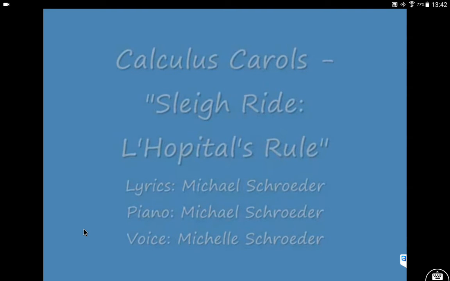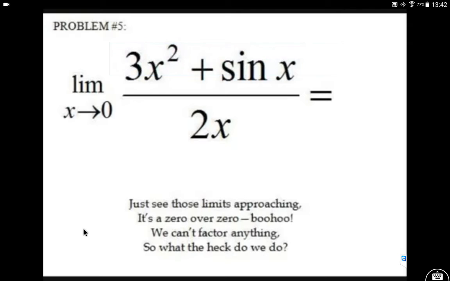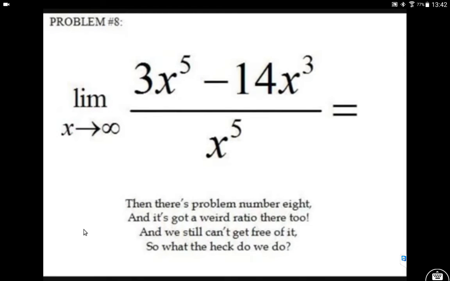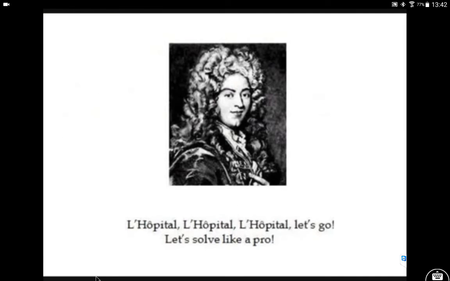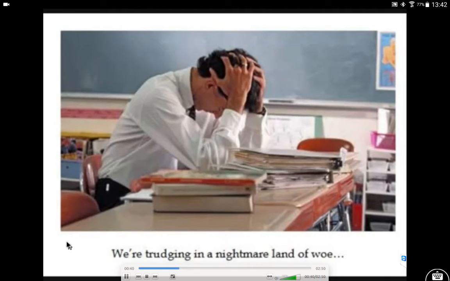Just see those limits are approaching, it's a 0 over 0, and we can't figure anything, so what the heck do we do? Numbers full of memory, it's got a weird ratio there too, and we still can't prove it, so what the heck do we do? Up and down, let's go, let's solve it, we're trudging in a nightmare.